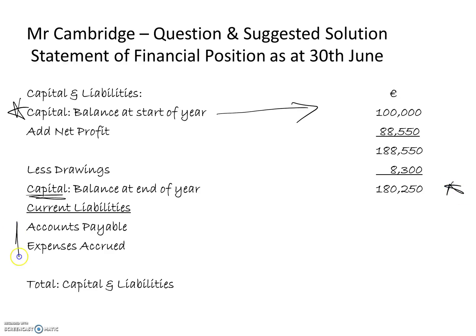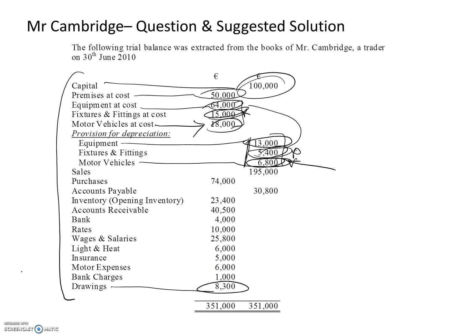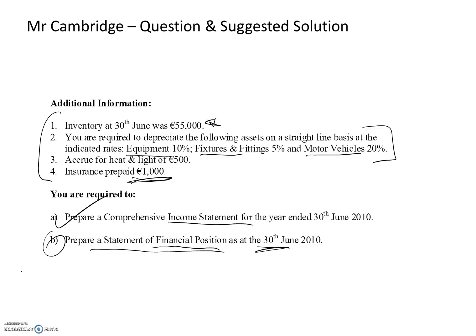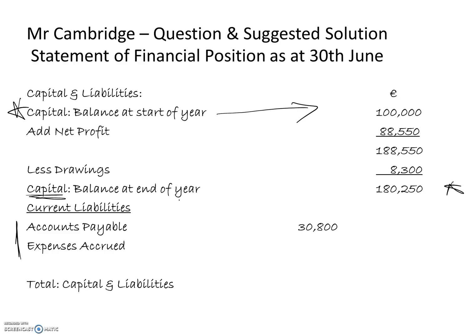So finally now we're just going to pop in the liabilities. And as I've mentioned, there's no non-current liabilities. In other words, there's no long-term loans. We have the accounts payable from the trial balance, and we have the expenses accrued from the notes. So we just have a quick look at the notes here. We can see the accrual for light and heat, 500. So that will be our expenses accrued. So pop that in there. Add those two together and line them up here underneath the capital.